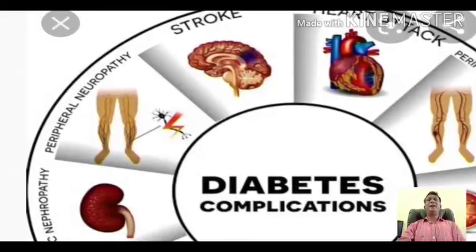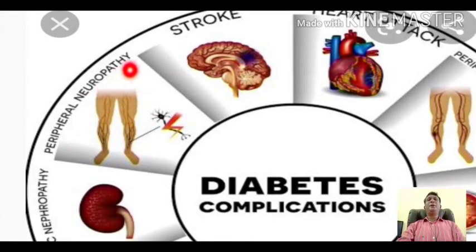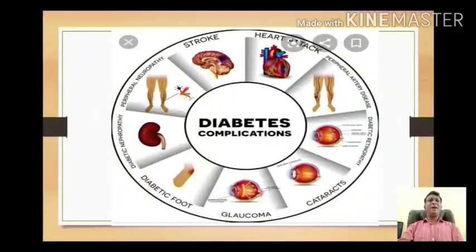The next is peripheral neuropathy. Once again, the suffix is pathy, that means here also there is damage to the vessels which are carrying blood through the legs. So you can understand why diabetes is so complicated and why it produces such harmful effects on such very important organs of our body.